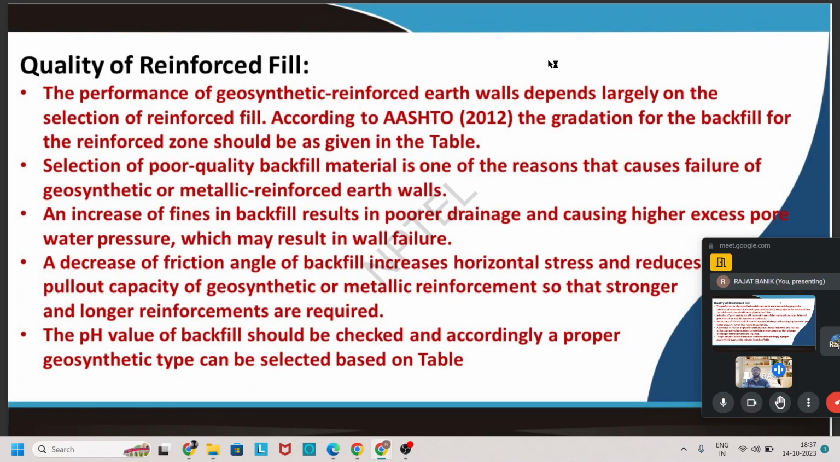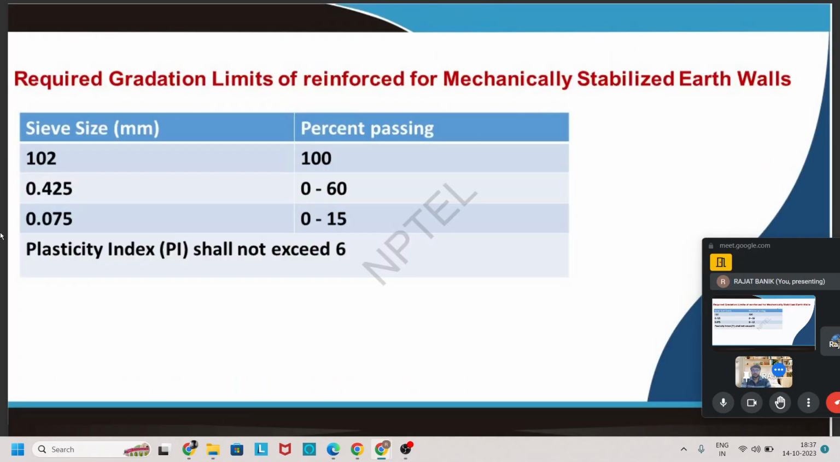So now we discuss the quality of the reinforced fill. What qualities need to be checked when using geosynthetic material as a reinforcement to create the mechanically stabilized earth wall? Here it is said that the performance of the geosynthetic reinforced earth wall depends largely on selection of the reinforced fill. According to ISO 2012, the gradation for the backfill or the reinforced zone should be given as in the table. So here is the table.